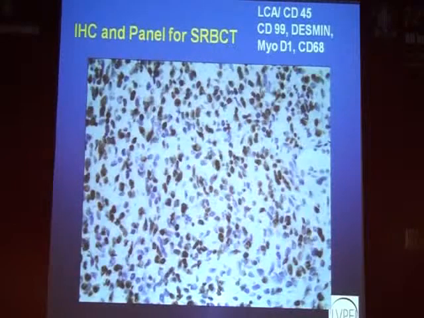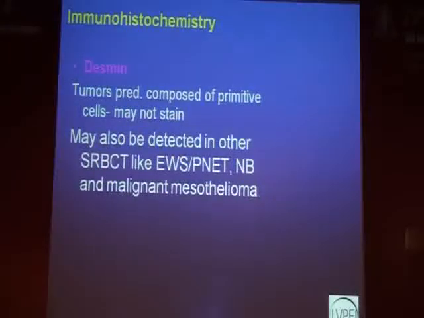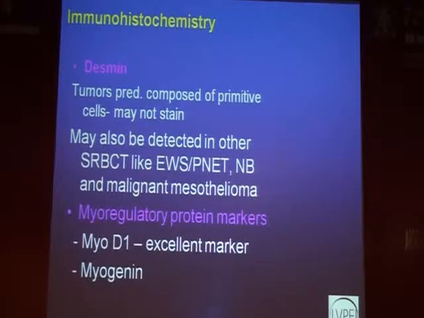with a massive proptosis. So immunohistochemistry, when we talk about rhabdomyosarcoma, Desmin is a good stain but not very sensitive and specific. When it's an undifferentiated rhabdomyosarcoma, it is possible that the cells are very primitive and they will not take the stain, and it is still possible that Desmin can stain the other small round blue cell tumors to a small extent, and it can. So in that case, a better stain is MyoD1 or myogenin. These are myoregulatory protein markers, and MyoD1 is an excellent marker for rhabdomyosarcoma.